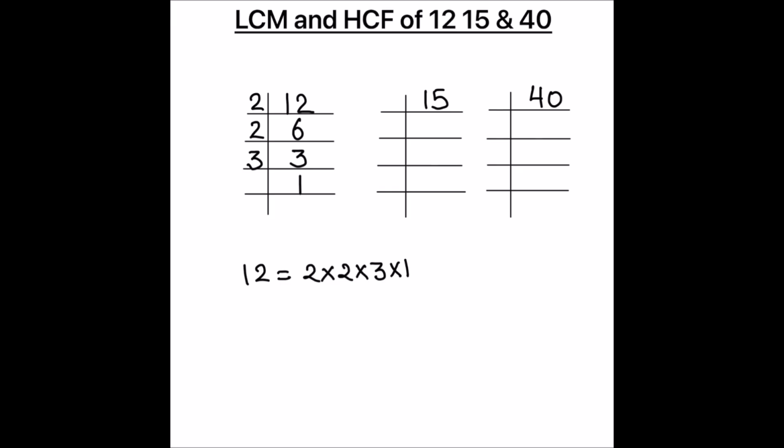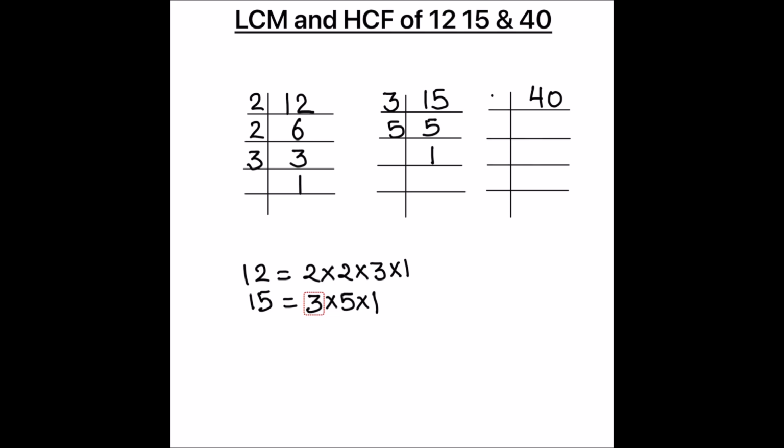Now we'll find the factors of 15. 15 is an odd number. It is divisible by 3. 3 times 5 is 15 and 5 times 1 is 5. So 15 equals 3 times 5 times 1.